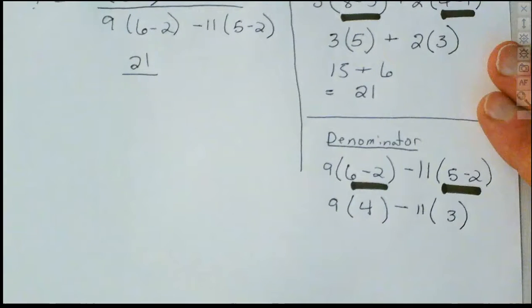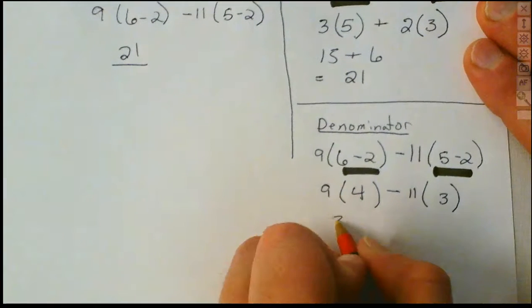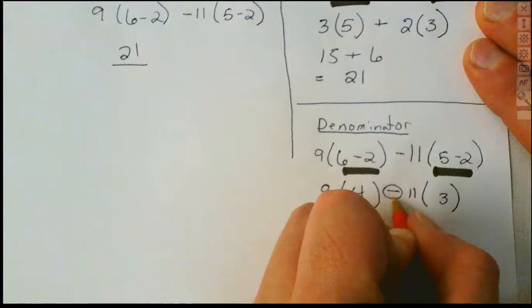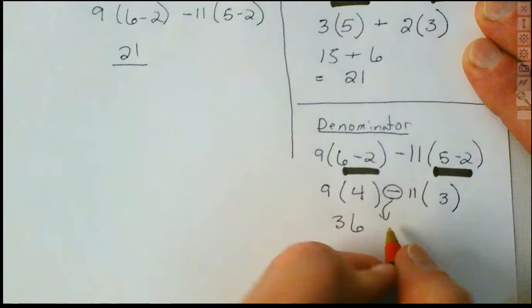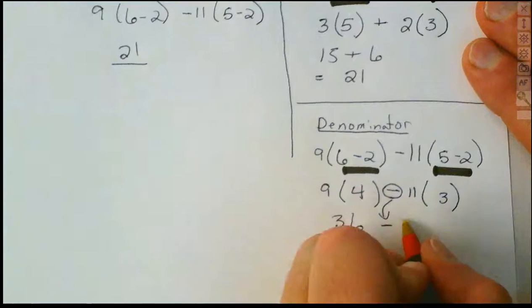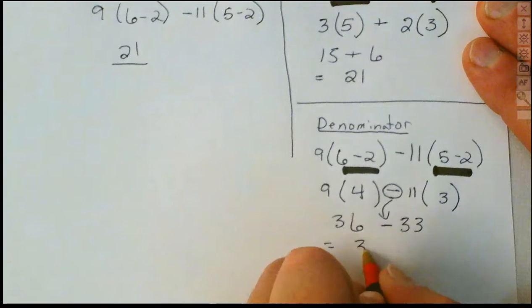Now we multiply. 9 times 4 is going to be your 36. The minus sign, that just comes down with it. So that's going to be coming right down here. And 11 times 3, that's a 33. And then 36 minus 33 makes it then a 3.